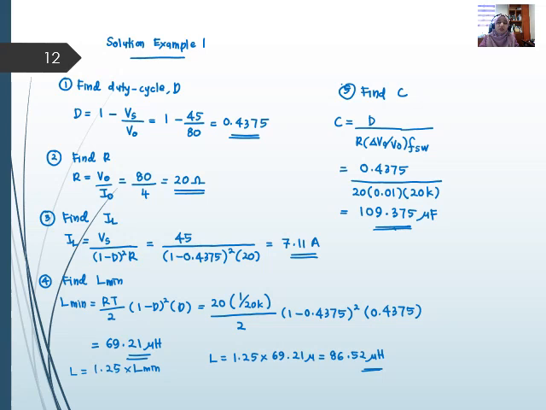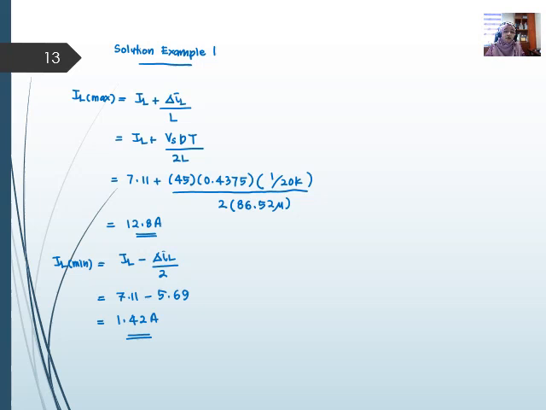Finally, for the value of your capacitor, you will get 109.375 microfarad. That is basically all the calculation involved in designing the DC to DC converter, where we find the values of the passive components. Now, to answer for continuous current, we need the average current, which we found in the previous slide, and then we need to find IL max and IL min to prove that these two values are positive. The maximum inductor current from the calculation is 12.8 ampere, and the minimum current is 1.42 ampere.